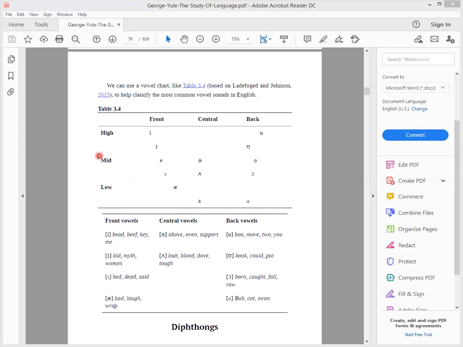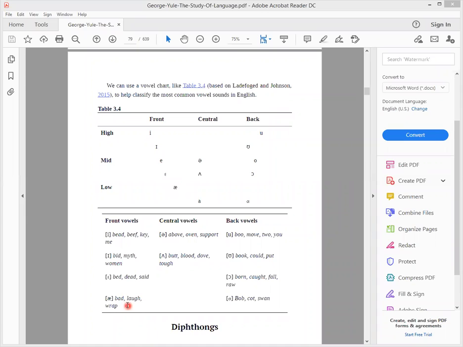Remember, high, mid and low refer to the position of the tongue. So low sound, that is a. I will compare all the sounds. E, e, a, and a, then a.